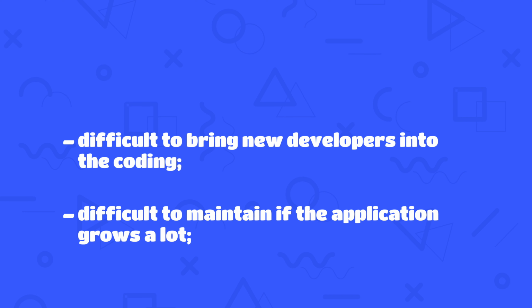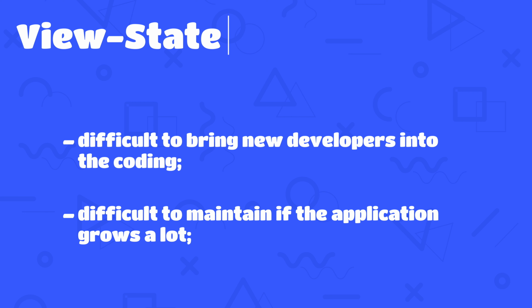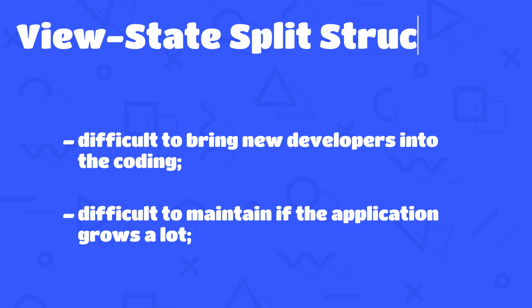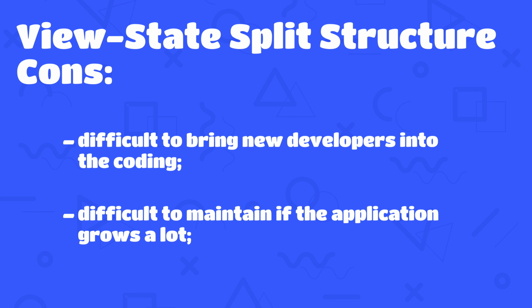And let's also check some of the cons of our view state split structure. If the application is large with a big view and logic layer and also a big state, it can become difficult to maintain because of the necessity of finding the state corresponding to the particular view. Besides that, it can be difficult to bring new developers into coding in a short time, as the structure can be a little bit difficult to understand.